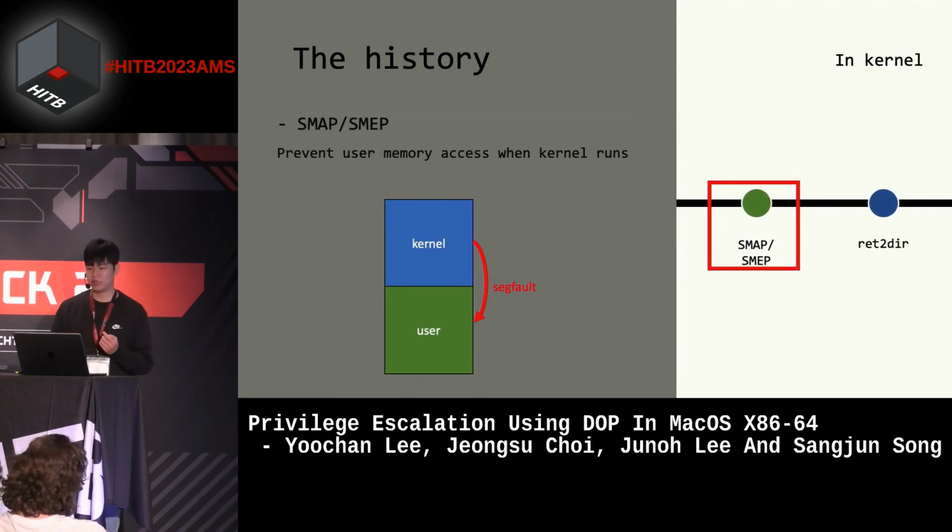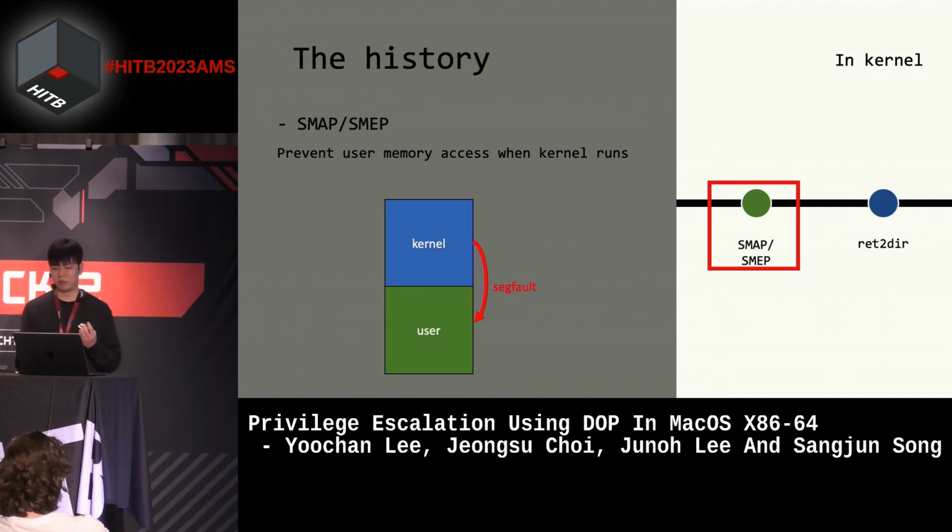To prevent the return to user technique, which uses user space memory for privilege escalation, SMEP and SMAP were designed. These mitigations prevent access to user space memory when kernel code is executed.